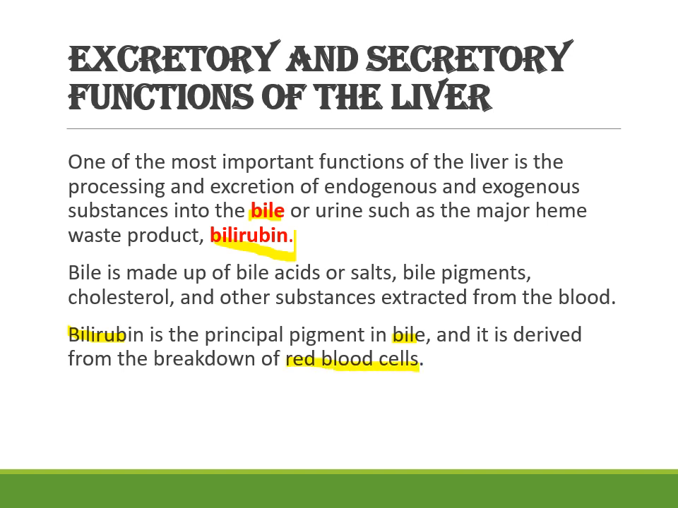A normal red blood cell has a lifespan of 120 days. So after 120 days, these red blood cells will undergo degradation or hemolysis, which leads to the release of hemoglobin, leading to the production of bilirubin.